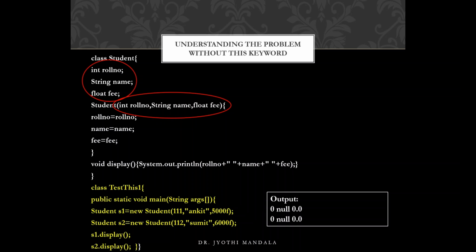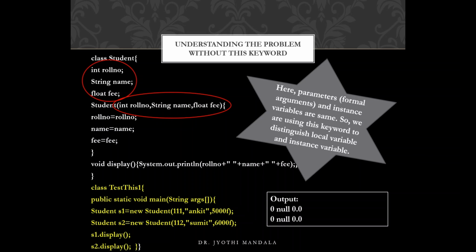You will get an output like 0 null 0.0, 0 null 0.0. But we are expecting an output of 111 Ankit and 5000, and 112 Sumit and 6000. What is the reason? The reason is that you are using the same variable names as instance variables and as constructor parameters. Because of this, the compiler gets confused. There is an ambiguity for the compiler, and it simply gives you an output of 0, null in case of a string value, and 0.0 in case of a float value.